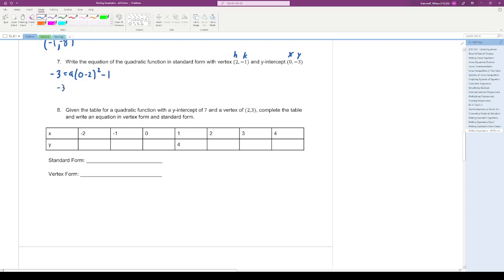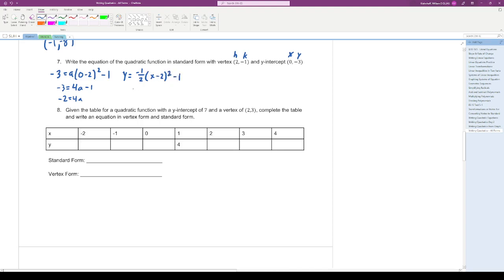So I have negative 3 equals a times negative 2 squared is 4, so that's 4a minus 1. Move the 1 over to the other side. We have negative 2 equals 4a. So a is negative 1/2. So we've got our standard form is our vertex form, let's write that first, is y equals negative 1/2 times x minus 2 squared minus 1.